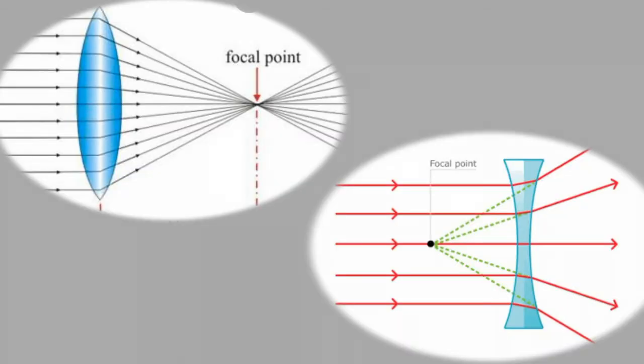The next important term is the principal focus. In order to define this principal focus, we have to consider a parallel beam of light falling on this concave lens and on this convex lens. What happens when a parallel beam of light falls on this convex lens and concave lens? You may have learned these things in the lower classes itself.